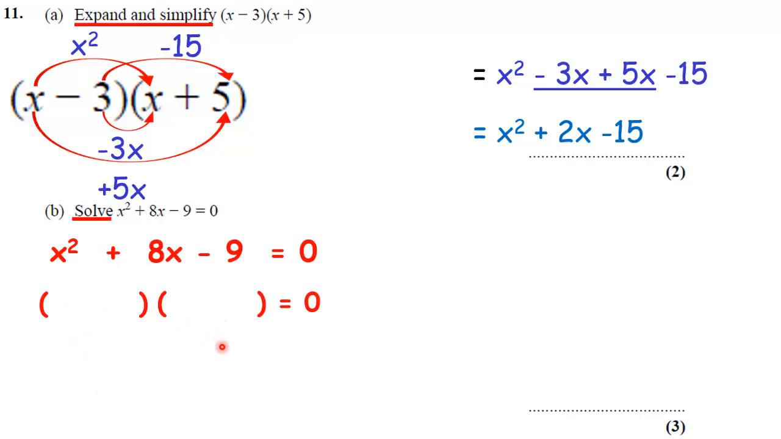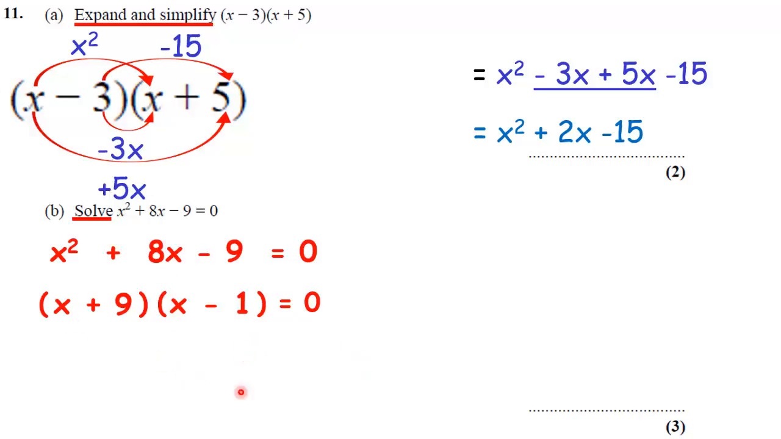So I need to put out a set of brackets and think about what goes at the front of each of the brackets. x times x gives me x squared. I need two numbers that multiply together to give me 9, but I could combine them in some way to get 8. So 1 times 9 is 9, and 3 times 3 is 9. 1 times 9, I could combine that in some way to get positive 8. I want to get positive 8, so the 9 needs to be positive and the 1 needs to be negative. So 9 take away 1 is positive 8. Okay, there is my result here.